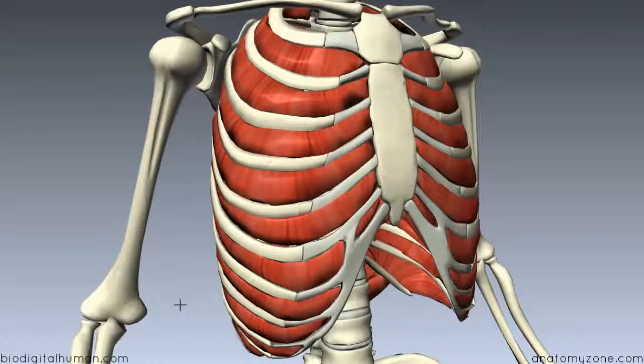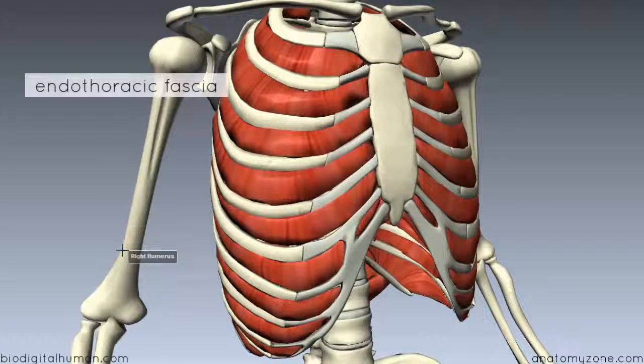So those are the three layers of intercostal muscles, and underneath the innermost intercostal muscle you've got the endothoracic fascia, which separates the intercostal muscles from the underlying pleural cavity containing the lungs. So underneath the endothoracic fascia you've got the parietal pleura, then the visceral pleura, and finally you've got the lung.